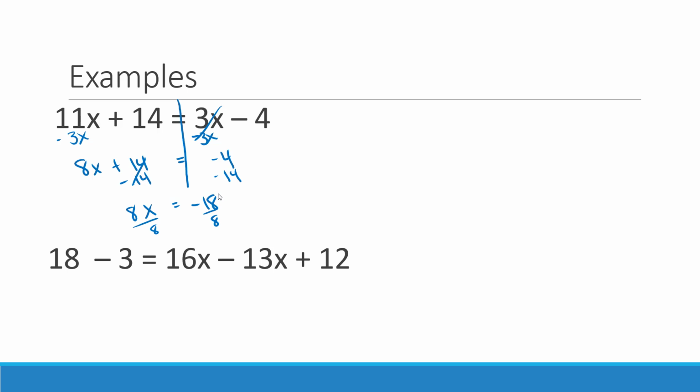Now, if you do have something that ends up being a fraction, what you can just do is simplify the fraction. So in this case, we can simplify negative 18 over 8. We can divide both sides by 2.